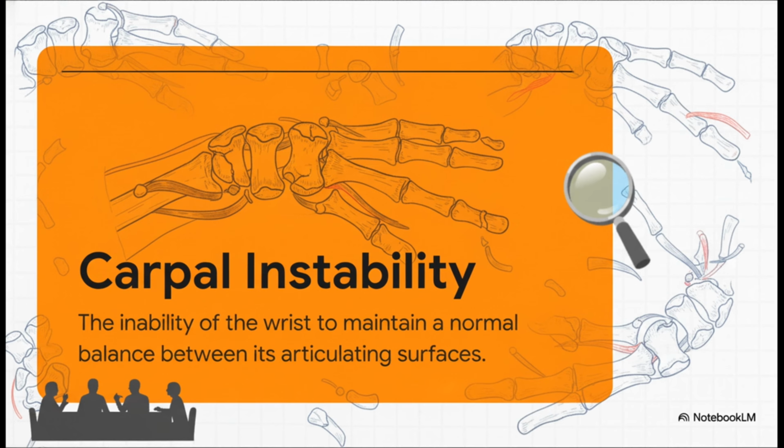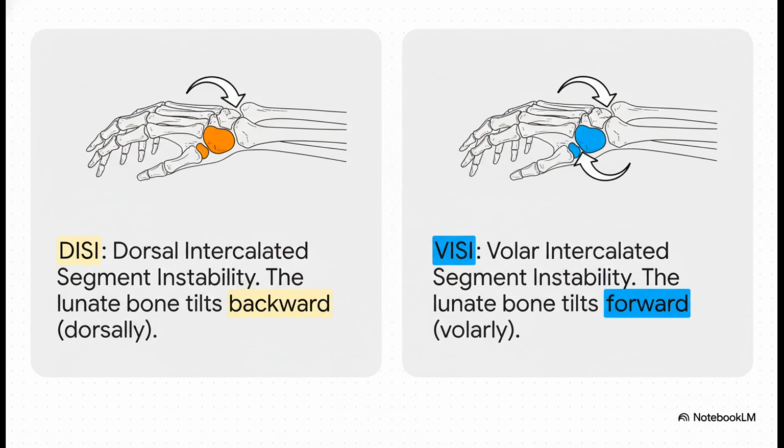All of a sudden, the bones start to shift and wobble under just normal everyday stress, and the entire structure just becomes unreliable. Now, this instability usually shows up in one of 2 main ways, and they're named for the direction that one particular bone, the lunate, starts to tilt. In DISI, which stands for dorsal intercalated segment instability, the lunate tilts backward. And this is by far the most common pattern we see. In VISI, the lunate tilts forward. Now, because DISI is the one we see most often, that's what we're going to be focusing on for the rest of this explanation.